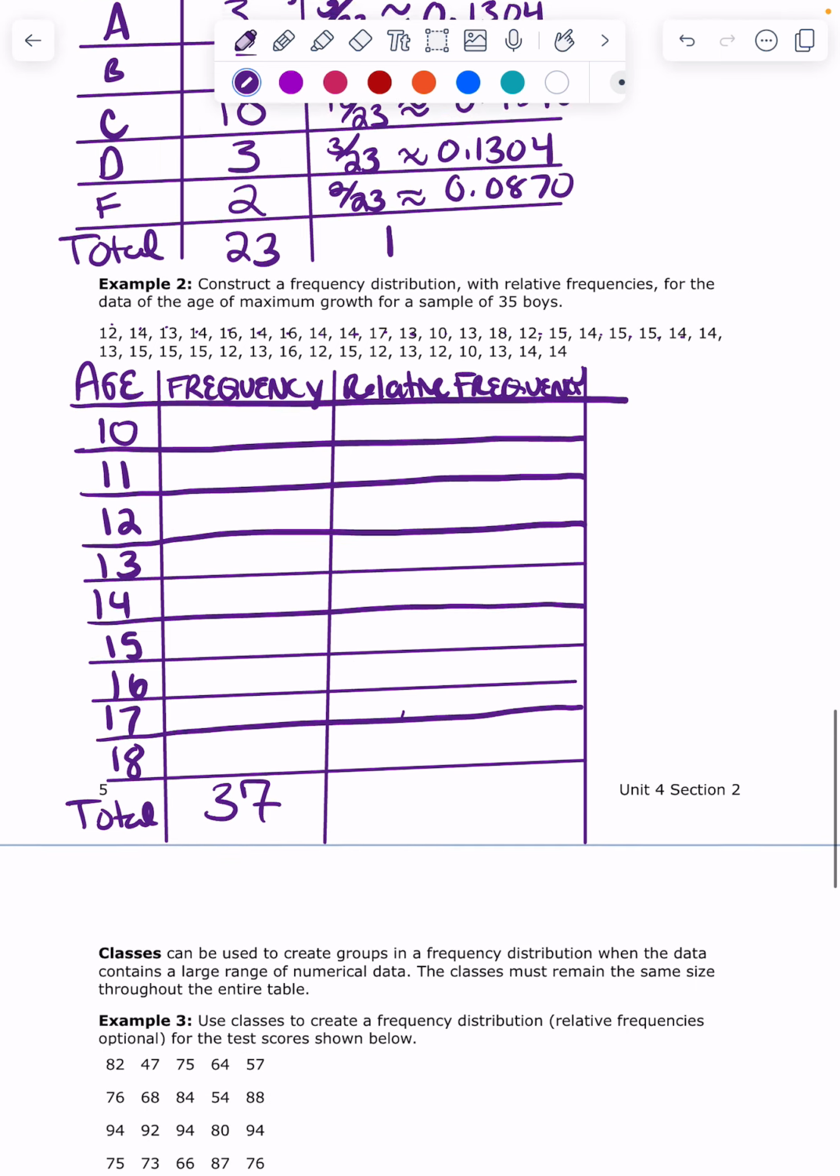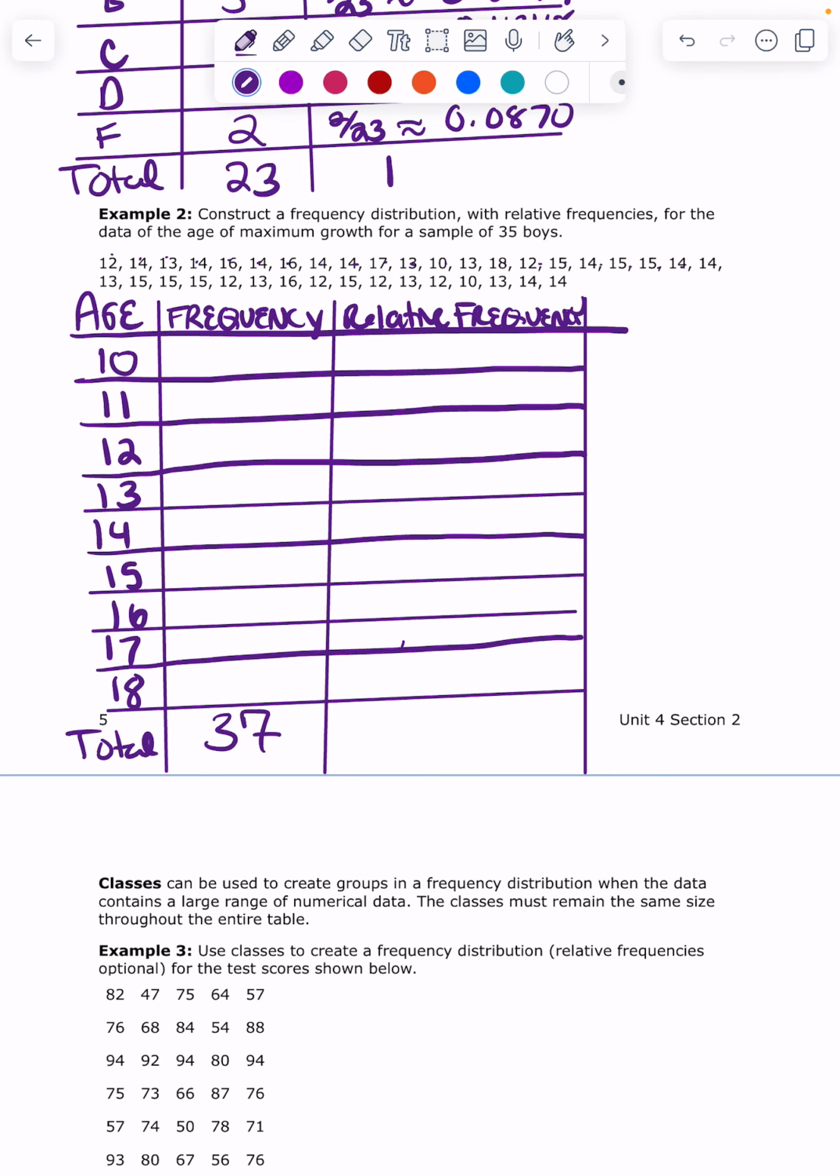We have another one for ages. It says 35, but there's actually 37 there if you count them. I'll fix that on the original, but for now, if yours doesn't say 37, then go ahead and fix it. The lowest age was 10 and the highest is 18. So you want to represent all of the ages between and including 10 and 18. The ages go from 10, 11, 12, 13, 14, 15, 16, 17, 18. And then we have to go through and get the frequency for them.